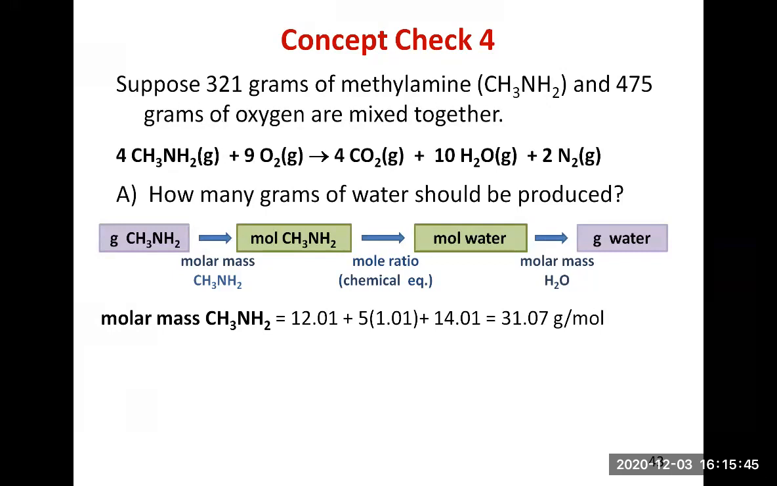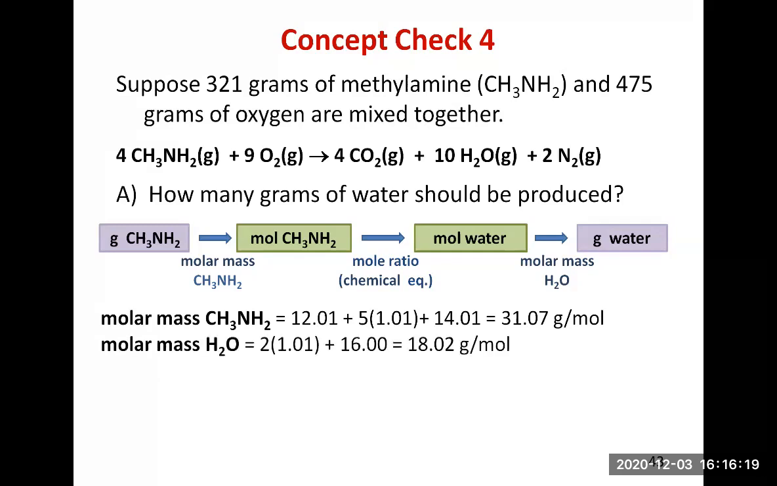Hydrogen, the molar mass of hydrogen is 1.01. And be careful here, there are 2 places where you have hydrogen. First, you have 3 hydrogens bonded to carbon, and then 2 hydrogens bonded to nitrogen. So it's 5 hydrogens in total. So you need to do 5 times 1.01 for the mass of hydrogens. And then there is 1 nitrogen, so plus 14.01 for the nitrogen. You add all this up, and it's 31.07 grams per mole.